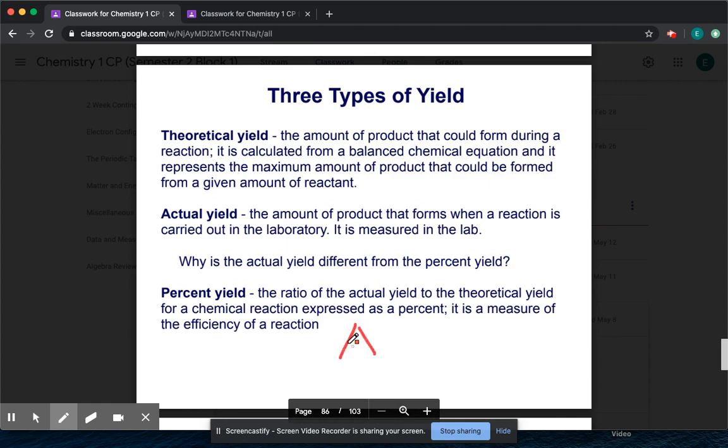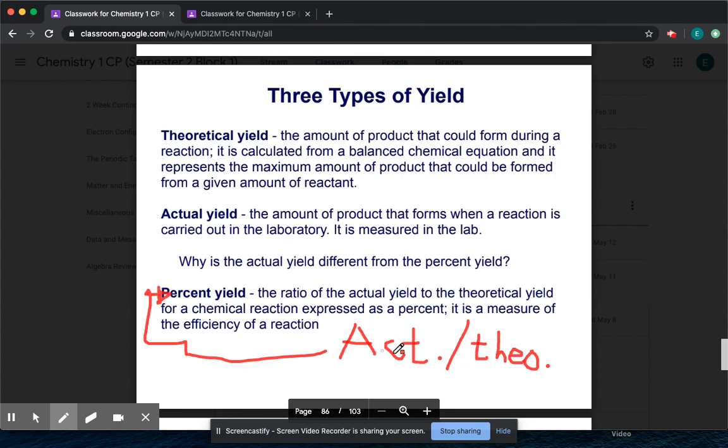So actual, what you did get, divided by what you were supposed to get. So this is percent yield right here. It's going to come out to be a percentage. It's what you actually got divided by what you were supposed to get.